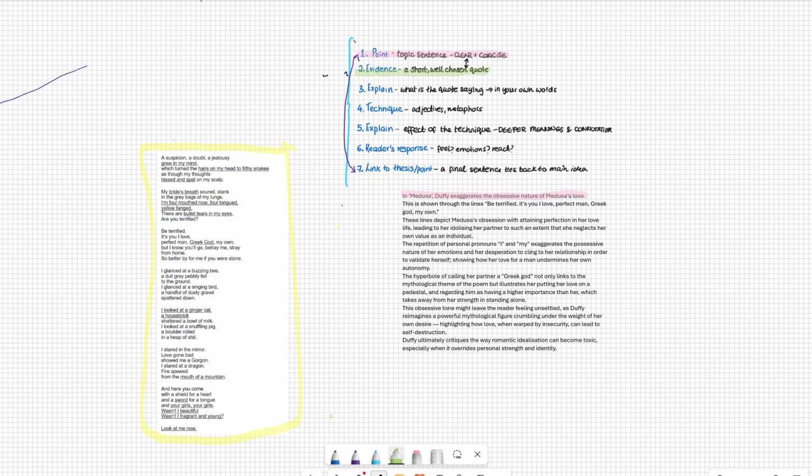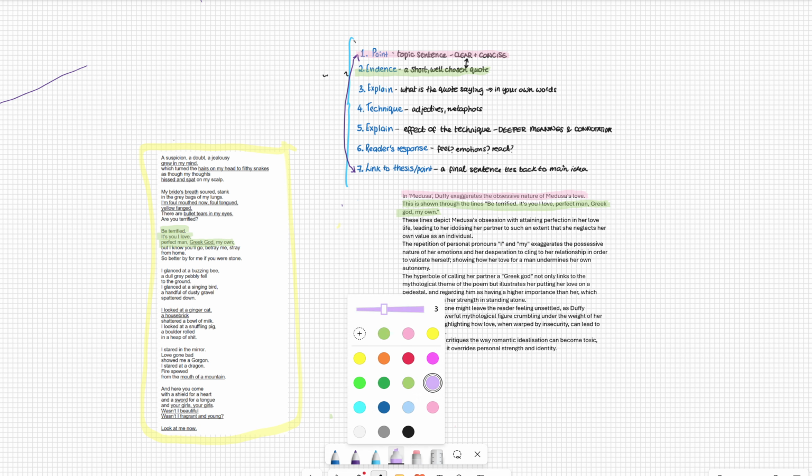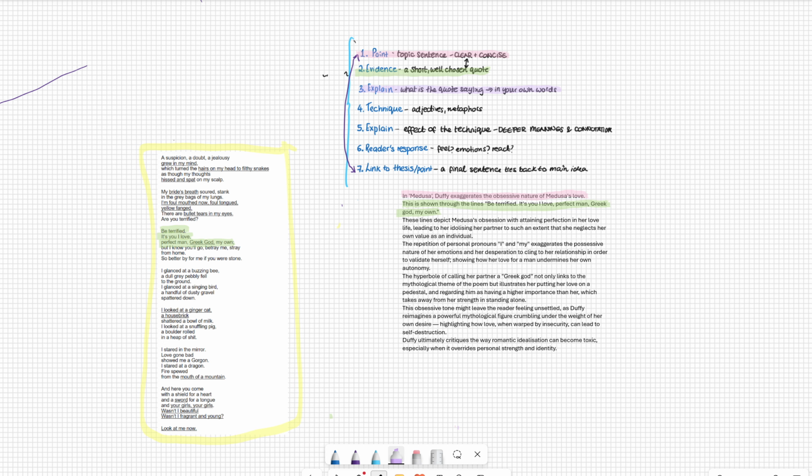So a well-chosen quote. Now we can see in the poem there are many, many quotations that show this particular obsessive nature of Medusa's love, but the one that the author here has chosen is, "Be terrified, it's you I love, perfect man, Greek god, my own." So that's our piece of evidence there. Then the author has gone on to explain and, in their own words, say what the author is trying to portray. So it says, "These lines depict Medusa's obsession with attaining perfection in her love life, leading to her idolizing her partner to such an extent that she neglects her own value as an individual."